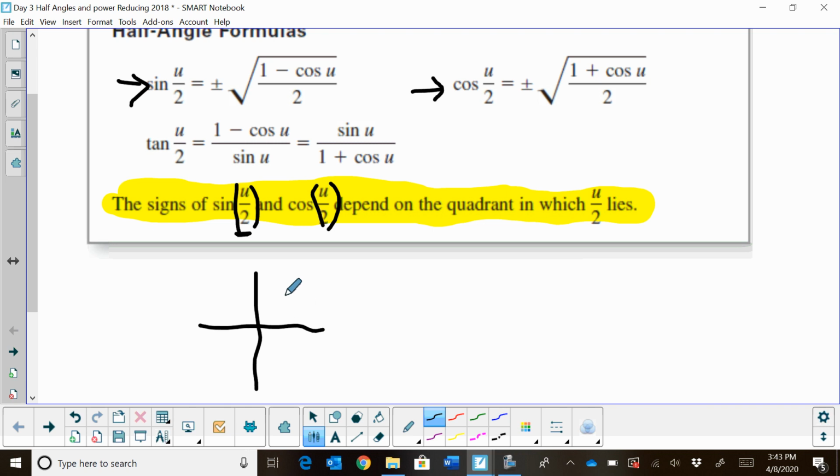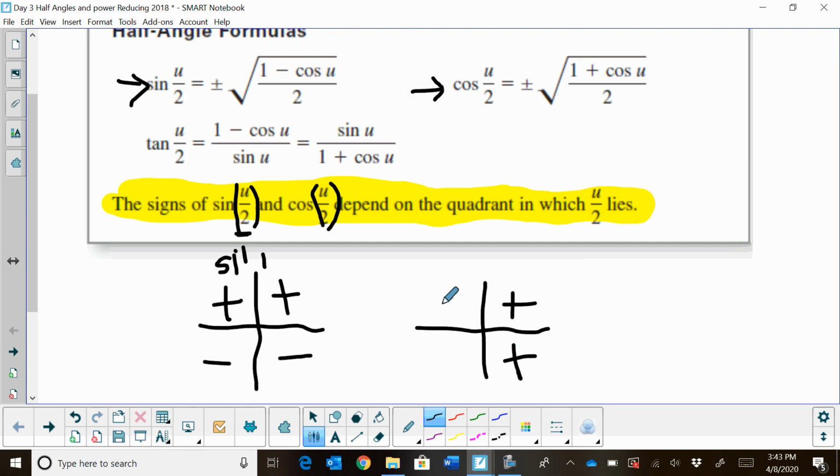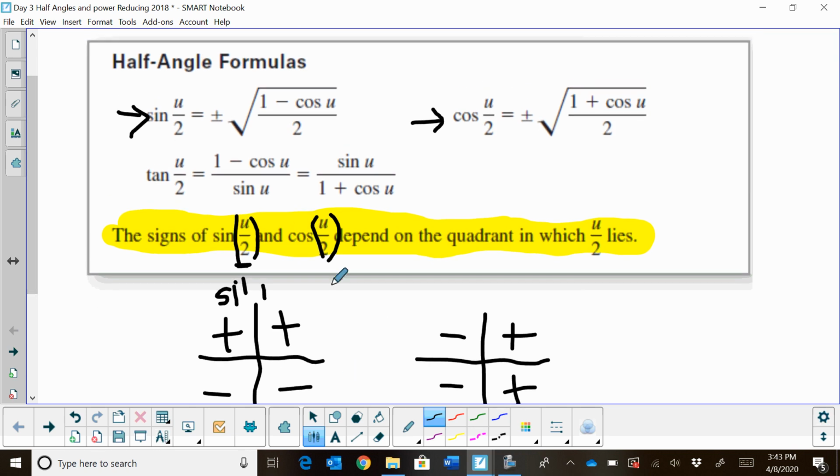Okay, sine is positive. I'm going to write here. Sine is positive in quadrants 1 and 2. Sine is negative in 3 and 4 because remember, sine is your up direction or down direction. Cosine is positive in quadrants 1 and 4, and it's negative in quadrants 2 and 3 because it's your left-right direction. So that's how you can tell. So wherever these half angles fall, that's what your sign is going to be.